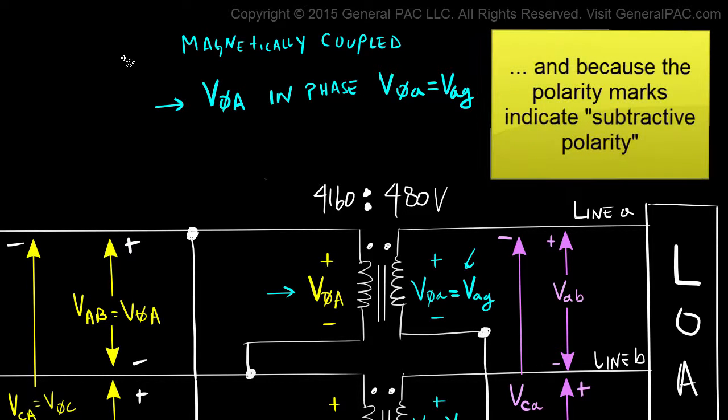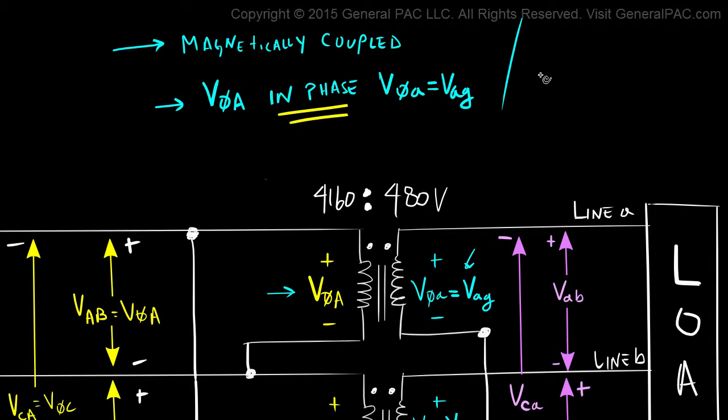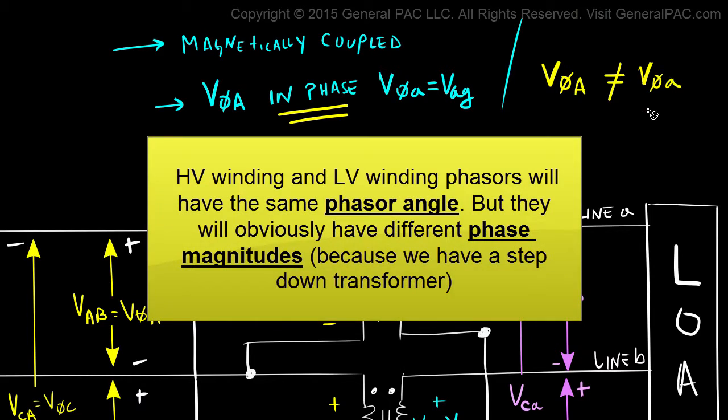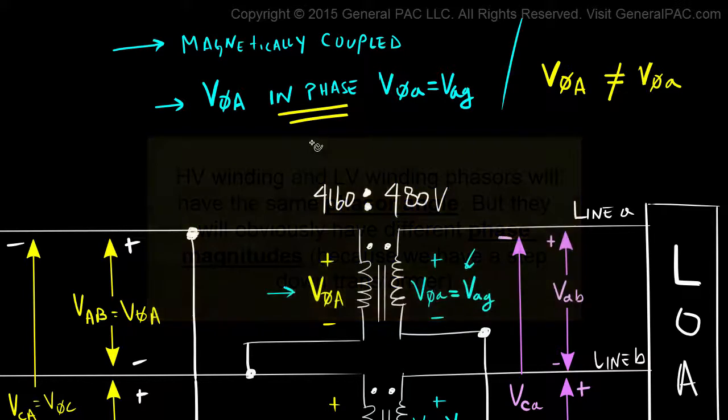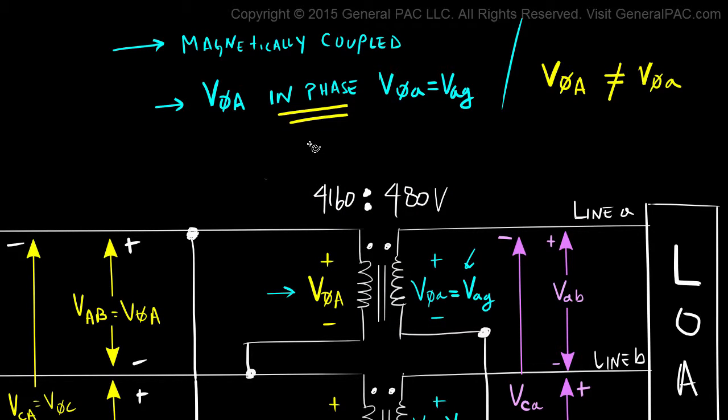Why? Because the two windings are magnetically coupled. They will be in phase, but that doesn't mean that the magnitude of the high voltage winding is going to equal the magnitude of voltage on the low voltage winding. So the magnitudes will definitely differ, right? The magnitudes will differ, but whatever the magnitudes will be, they will be in phase, okay? So that's one characteristic that we really need to understand.